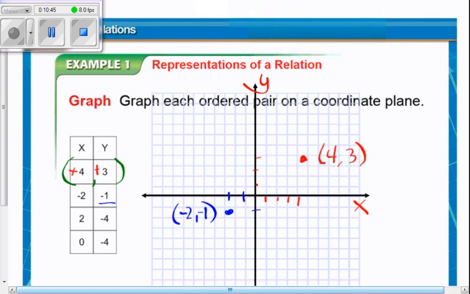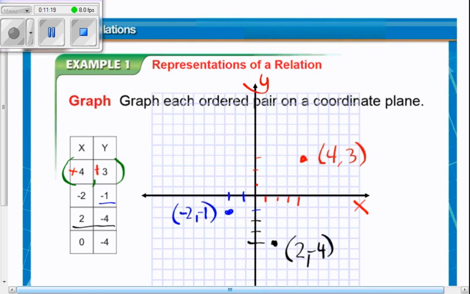Let's do the third point. That's going to be (2, -4). So 1, 2, and down 4. So 1, -2, -3, -4. So here we are, to the right 2, and down 4. This is our point for (2, -4).